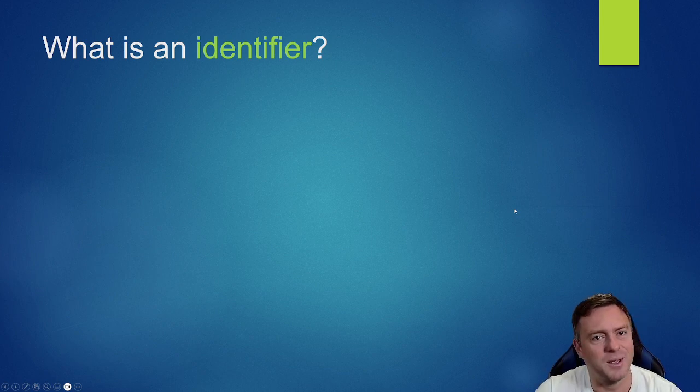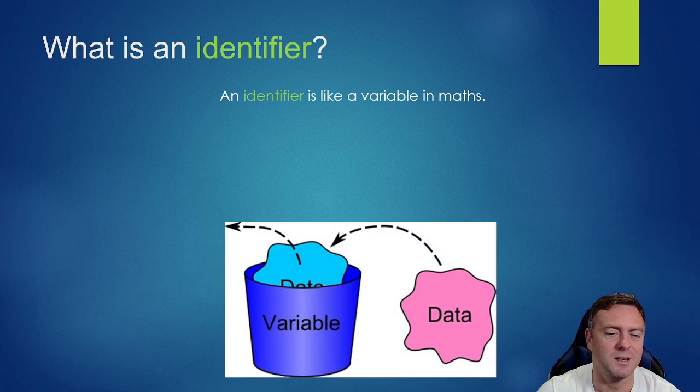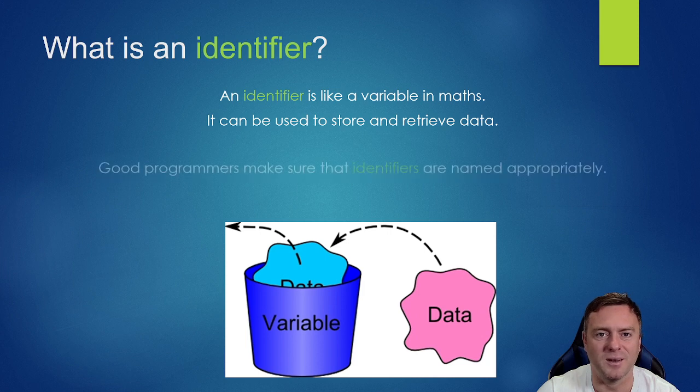So one of the things that you'll hear is the word identifier. Now, when you think of an identifier, it's pretty much the same as a variable in math. So the idea is an identifier literally gives you a way of linking to data that you'll store along the way. So it's used to store and retrieve the data that you do.